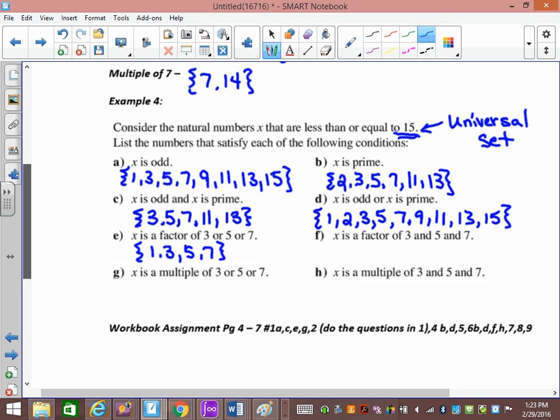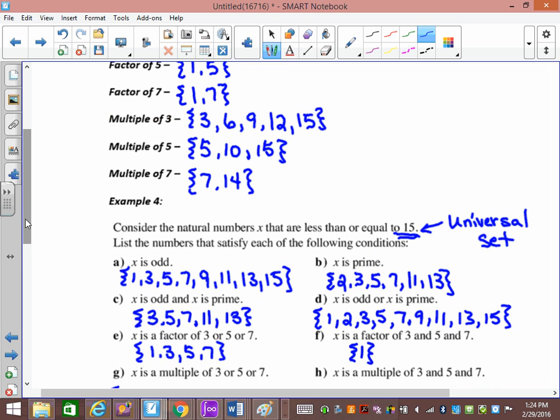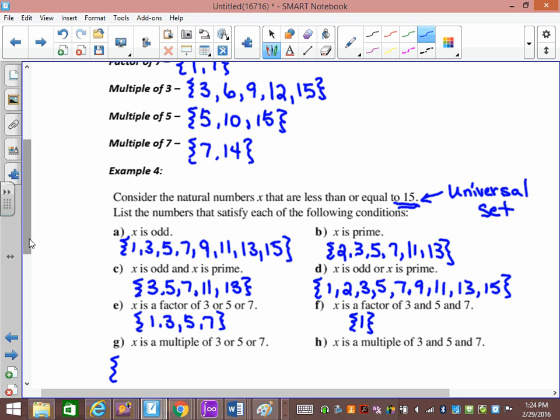X is a factor of 3, 5, and 7. So what numbers or number is a factor of 3, 5, and 7? 1. That's it. So and it has to be in both, or in either or, we write it. So or often has more. Multiples of 3, 5, or 7. So I list anything that's a multiple of 3, 5, or 7. So 3, 5, and you usually write them in order from lowest to highest, 6, 7, 9, 10, 12, 14, 15.